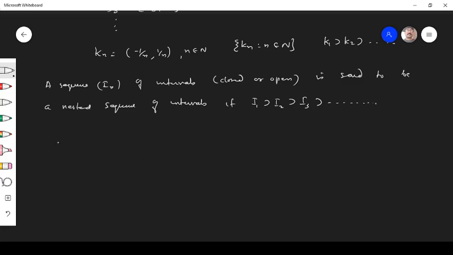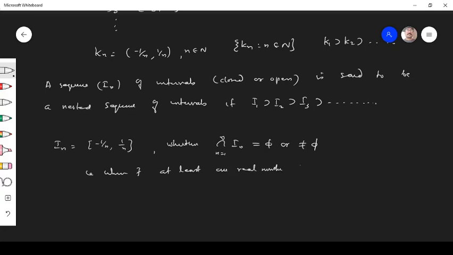Now here the question is, suppose I_n is equal to [-1/n, 1/n]. The question is whether the intersection from n equal to 1 to infinity is empty or not empty. Whether there exists a point in every I_n, that is, whether there exists at least one real number, say x, which belongs to I_n for all n.